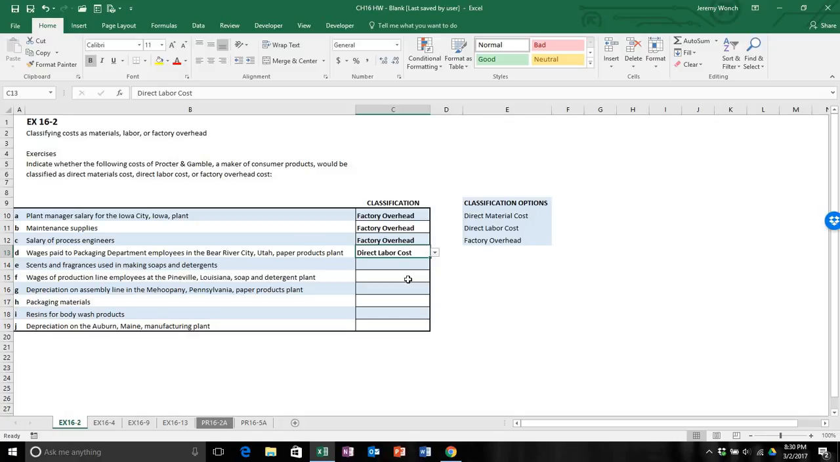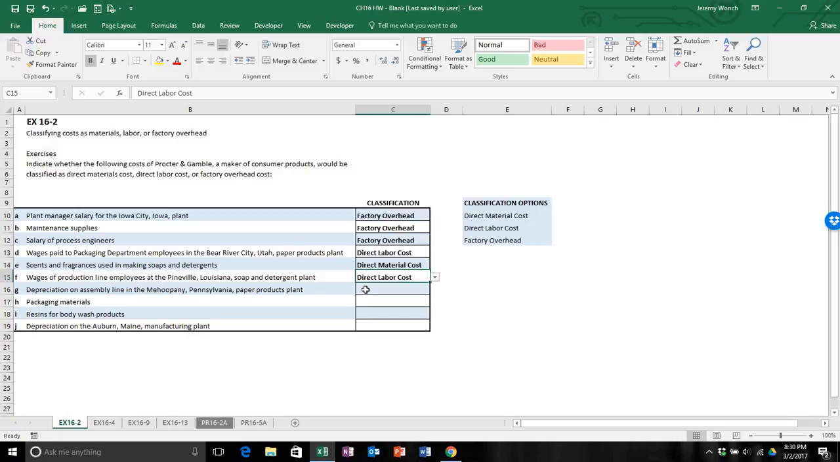The next one is scents and fragrances used in making soaps and detergents. That's something that's going to go directly into a product, so that's going to be a direct material cost. Then we have wages of production line employees at the soap and detergent plant. Usually when you have production line employees that are directly involved in that product, they are going to be a direct labor cost.